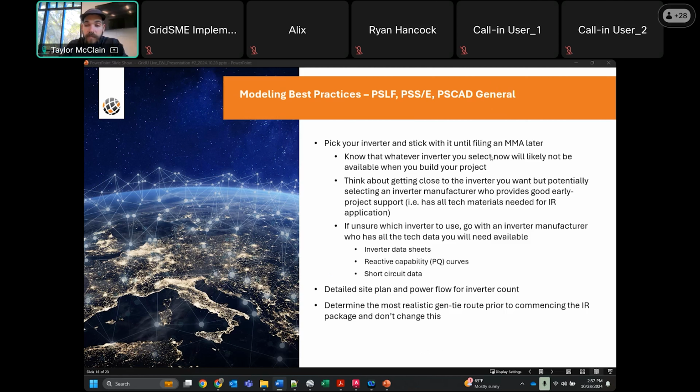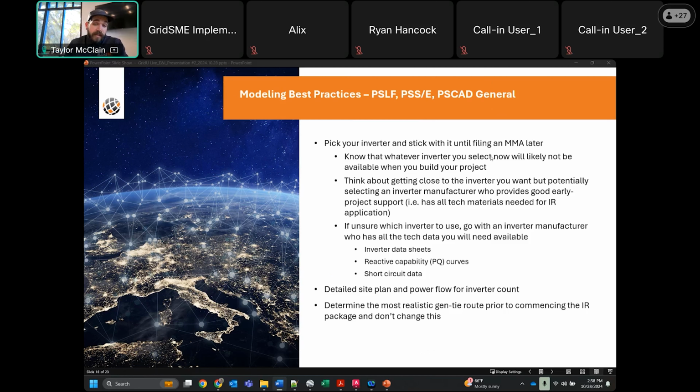So if you aren't sure about your inverter, then work with your consultant to figure out what inverters have really nice technical data packages. And if you are sure about your inverter, then go ahead and make sure you're working with your manufacturer contact to make sure that you have all the data that you need up front, ahead of getting into the interconnection request package, and definitely ahead of providing the inverter selection to your consultant.